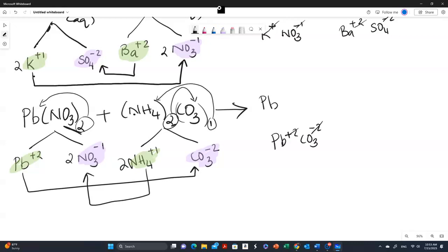So your compound will be PbCO3, lead carbonate, plus the other one is going to be NH4+ joining with NO3-, again +1 and -1 cancel out, and you get the compound ammonium nitrate, or NH4NO3. And in the next video, I will tell how to figure out which one is your precipitate for a precipitation reaction. That will be in the coming videos.